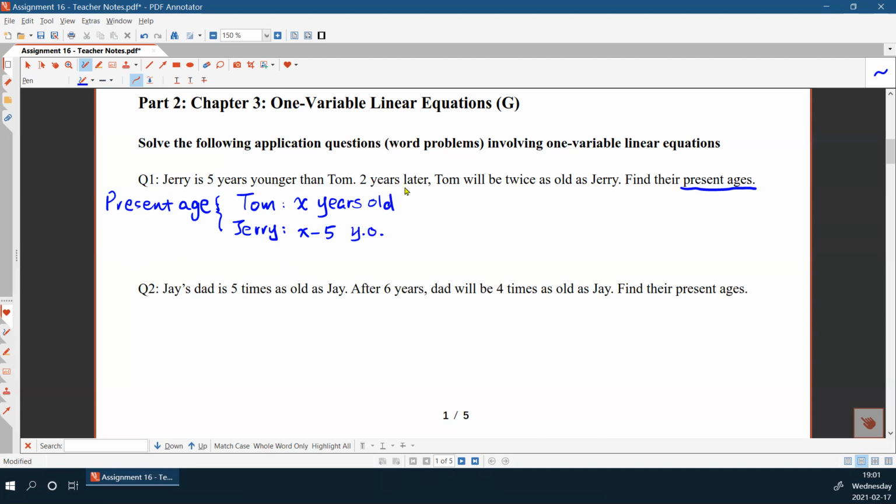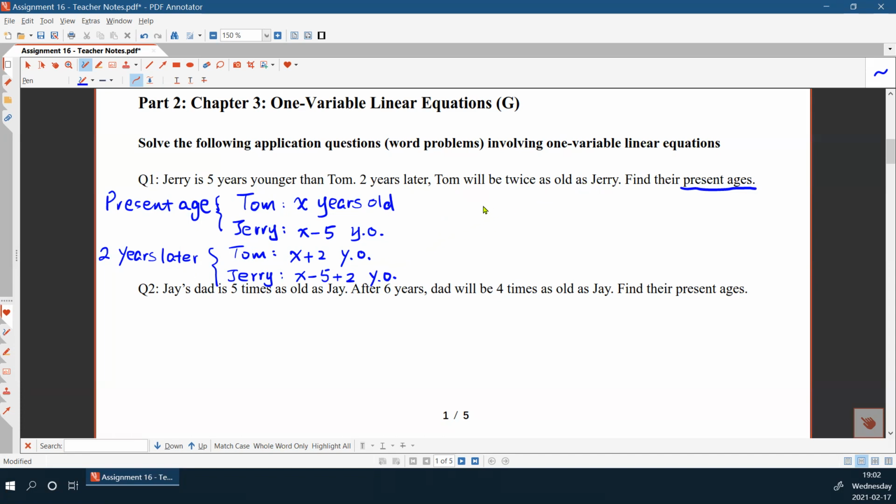And we also know that 2 years later, Tom would be X plus 2 years old, right? And at the same time, Jerry would be X minus 5 plus 2 years old, right? Because now it's 2 years later. What else do we know? 2 years later, Tom will be twice as old as Jerry.